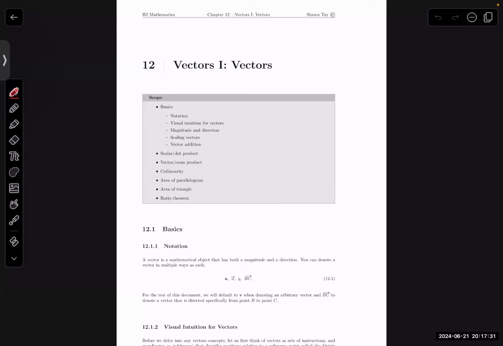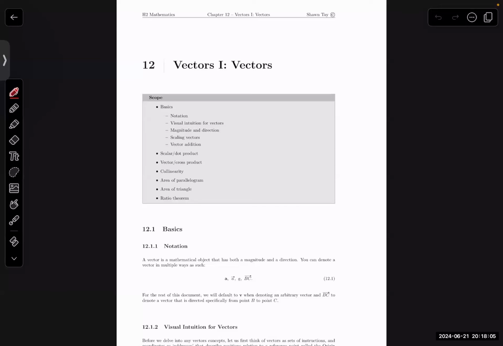Okay, so I think I've mentioned to some of my students that for vectors, usually we split it into three parts, right? So vectors part one will just be on vectors, when you talk about things like dot product, cross product. Then parts two and three will be on lines and planes. But I think for revision, the most important part of these three is the first part, right, for vectors.